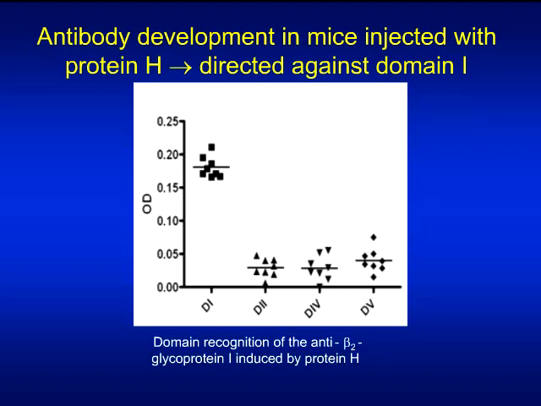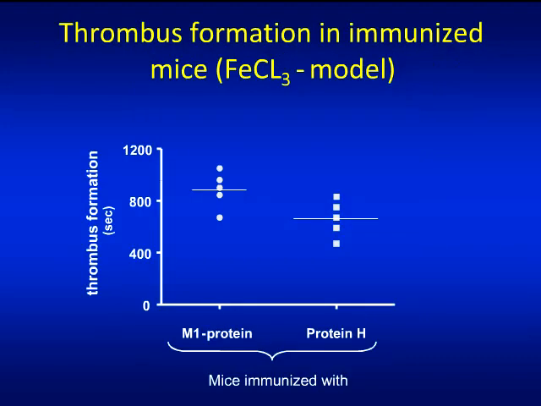So apparently all the mice we injected with protein H make antibodies against beta 2-glycoprotein 1 and against domain 1. And how important is that?